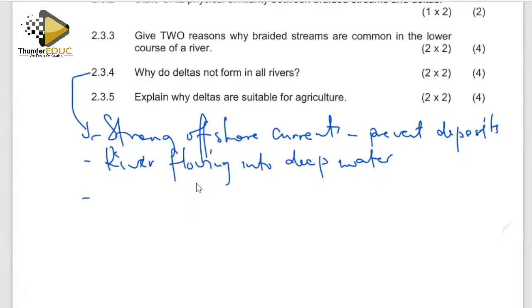So river flowing into deep water, like for example, when there is a fall in sea level, when the sea level falls, automatically deltas cannot form, because the river will be flowing into a deeper source, into a deeper mouth. Right. Then we also have a situation of low sediment load.